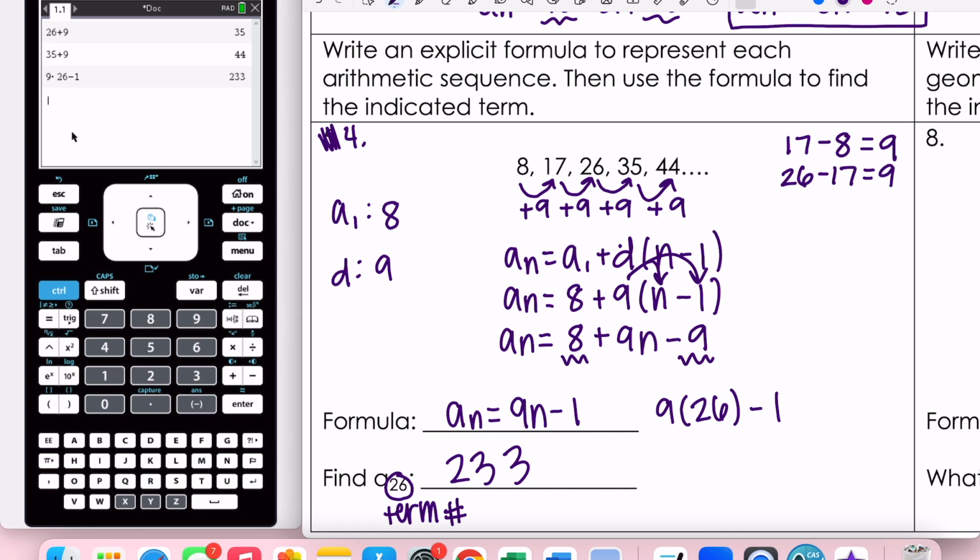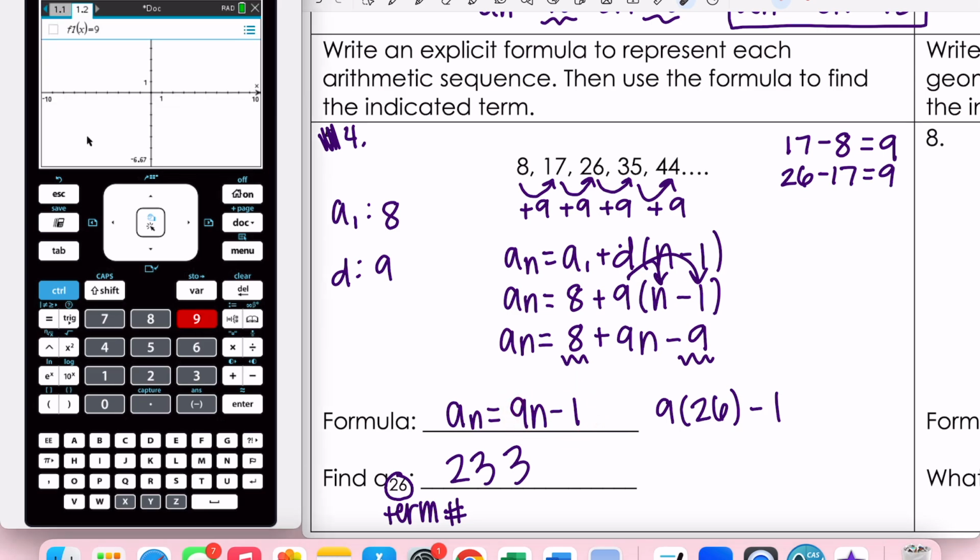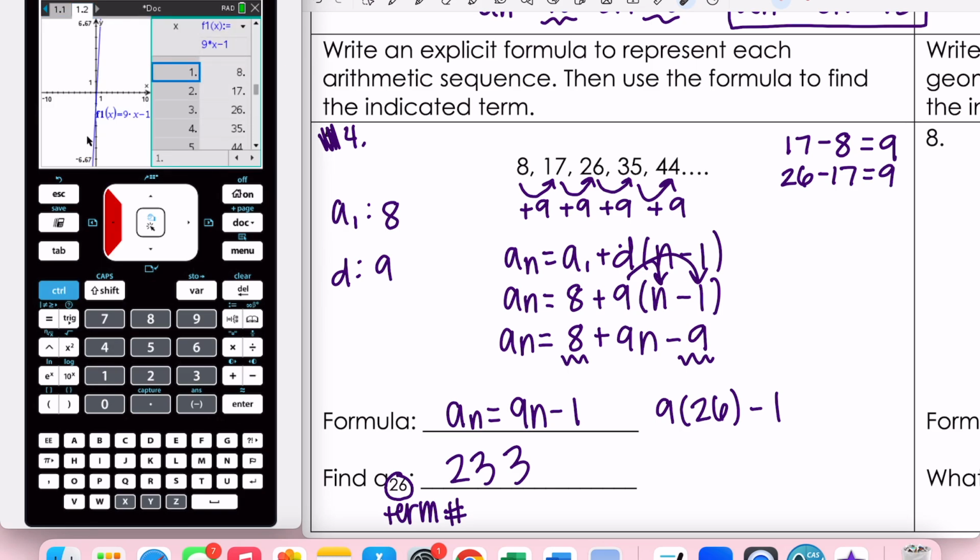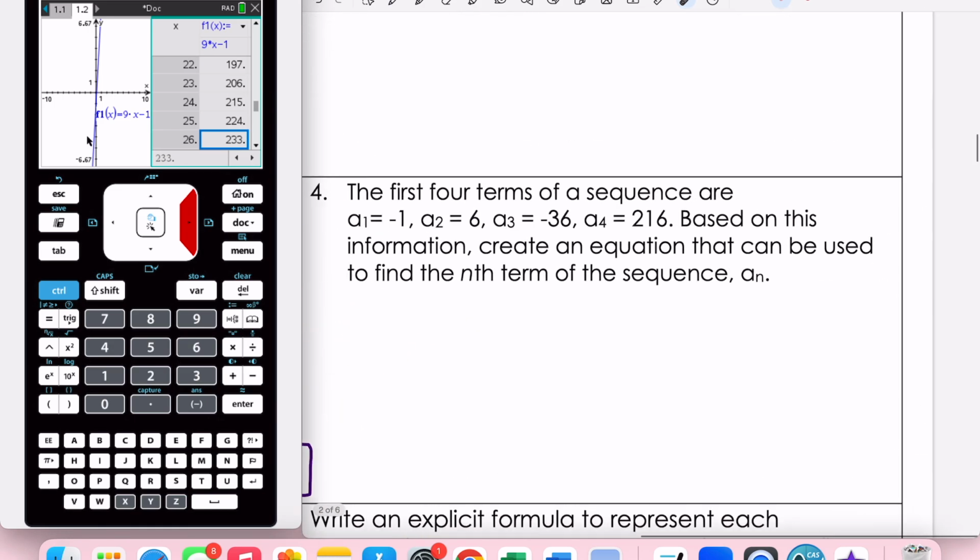What I hope you have realized here is that an arithmetic sequence is a linear function because it has a constant rate of change, which is 9. I can literally type this function into my graphing calculator. I can type in 9, and instead of n, it's going to be x, minus 1. Press enter and then control T. All I would have to do is go to when x is equal to 26, and I would see that my y value is 233. Okay, so from here, let's go ahead and move on.